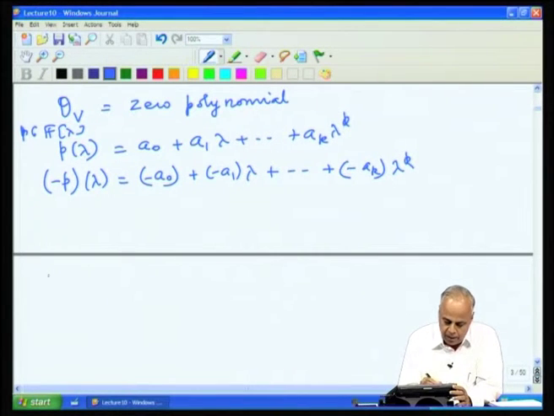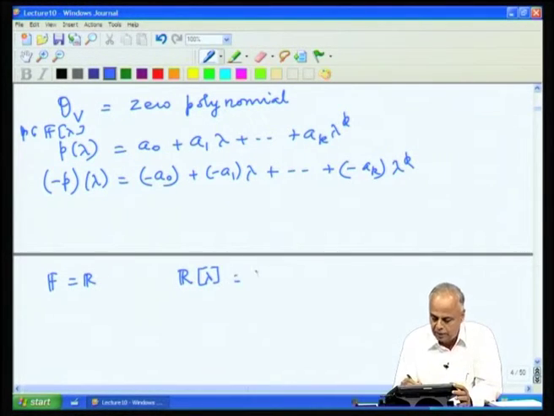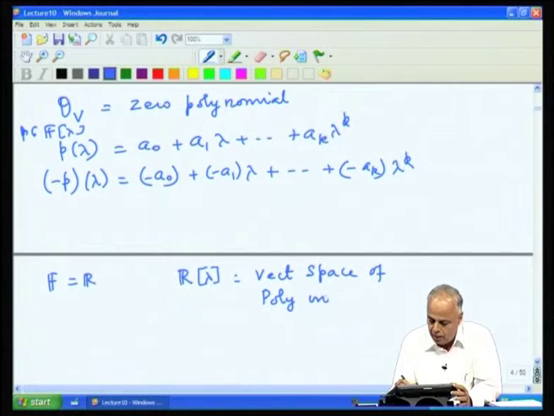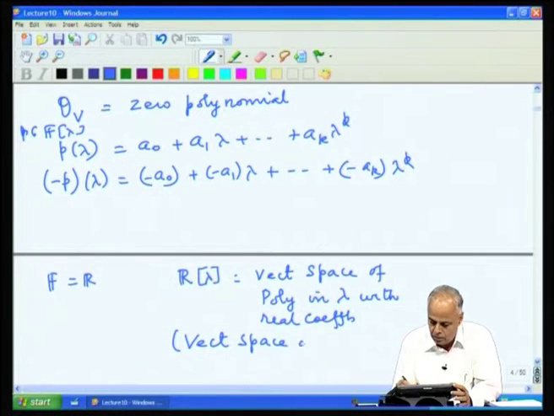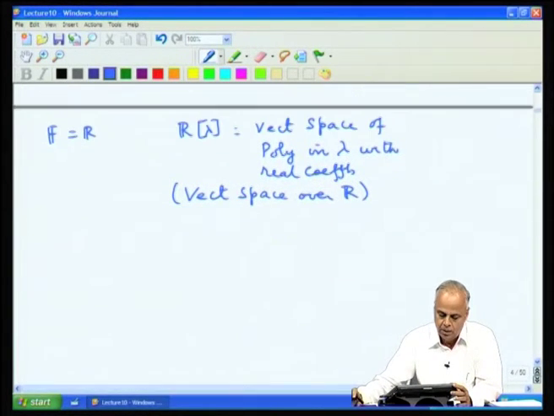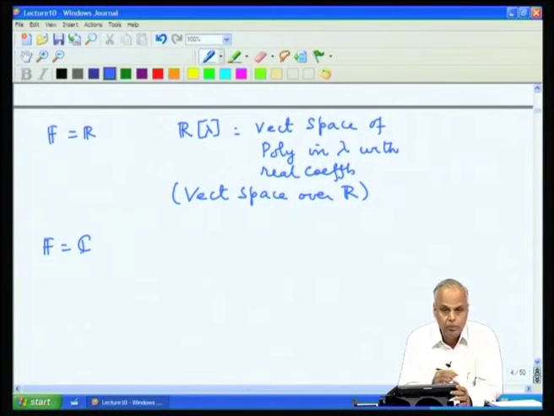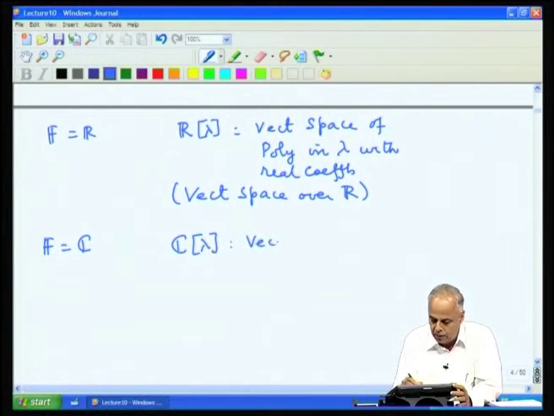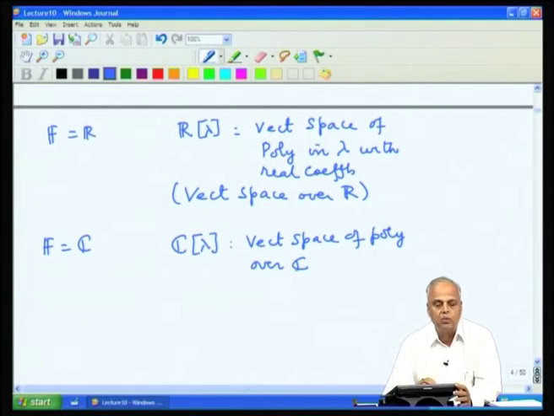In particular, if we take F equal to R, we get R[lambda], the vector space of polynomials in lambda with real coefficients, and this is a vector space over R. The scalars have to be taken as R. And if we take F equal to C, these are two important fields which we will always be looking at, then we get C[lambda], the vector space of polynomials over C. When we say polynomials over C, we mean the coefficients are in C, and this is a vector space over C.